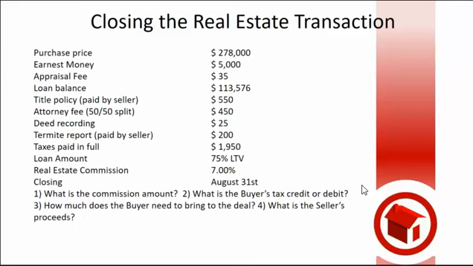Loan balance, $113,576. Seller debit. Another way of reading that is the payoff. What's the payoff? That's the seller's amount of mortgage he still has on the property, right? So that $113,000 becomes a seller's debit because he owes it. So in that debit column, you'd put $113,576. That would be the lower right-hand column, seller's debit.